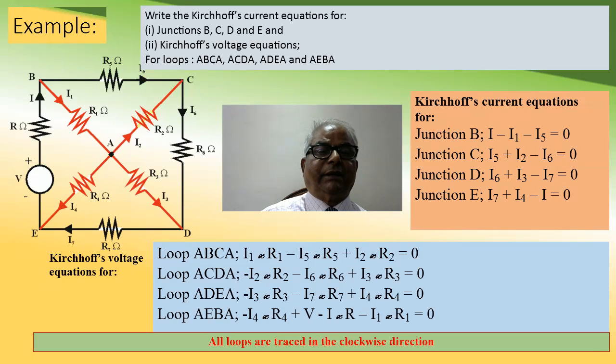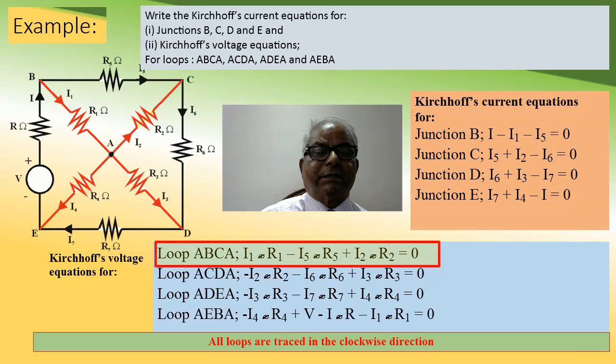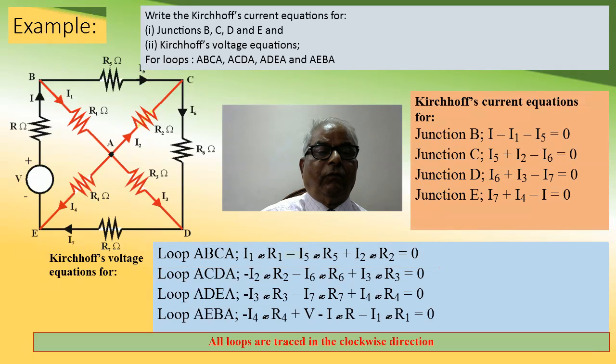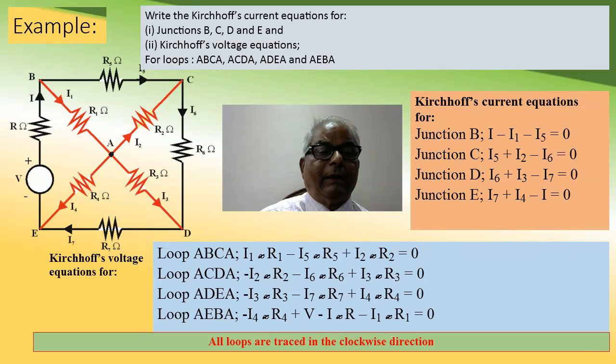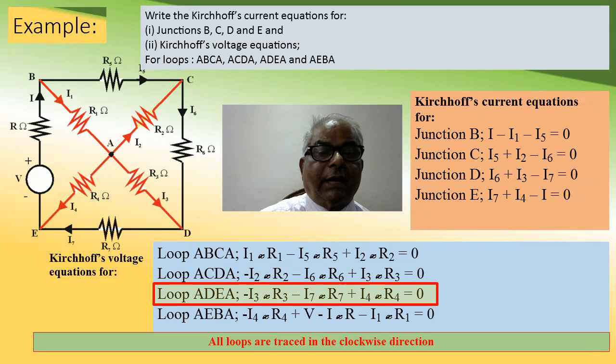So with these assignments, if we write the Kirchhoff's loop equation for loop ABCA, we get I1 into R1 minus I5 into R5 plus I2 into R2 is equal to 0. For loop ACDA, we get minus I2 into R2 minus I6 into R6 plus I3 into R3 is equal to 0. For loop ADEA, we get minus I3 into R3 minus I7 into R7 plus I4 into R4 is equal to 0.